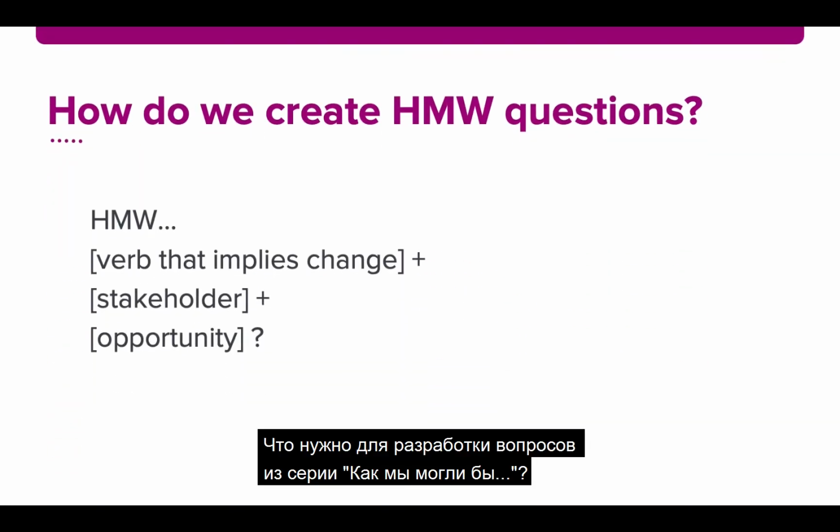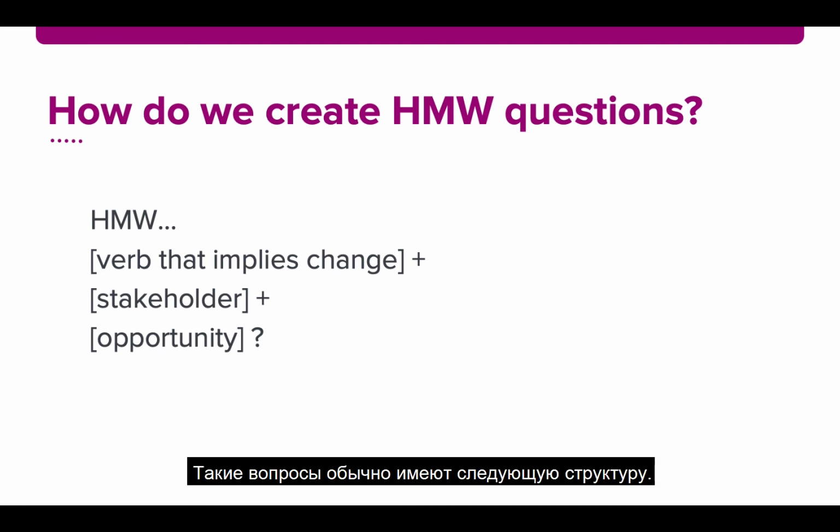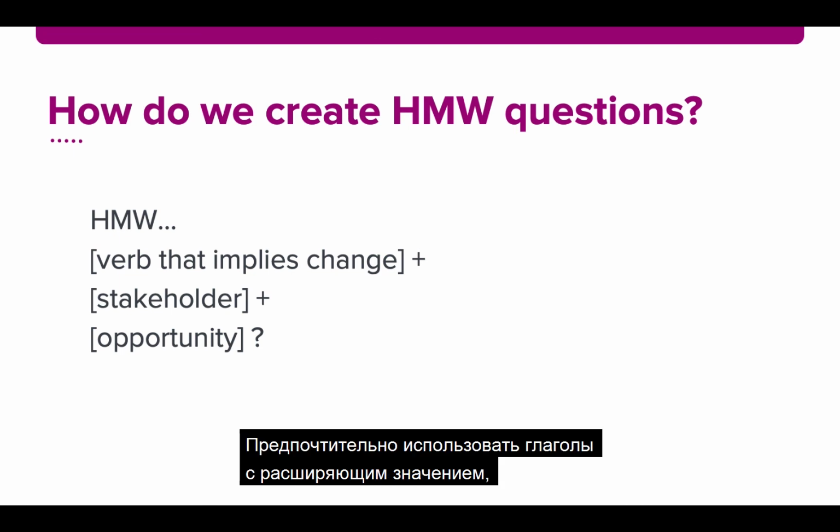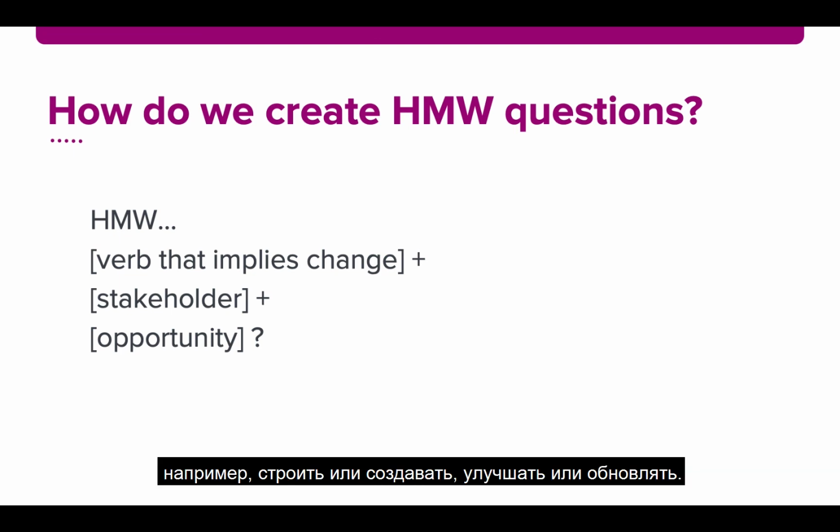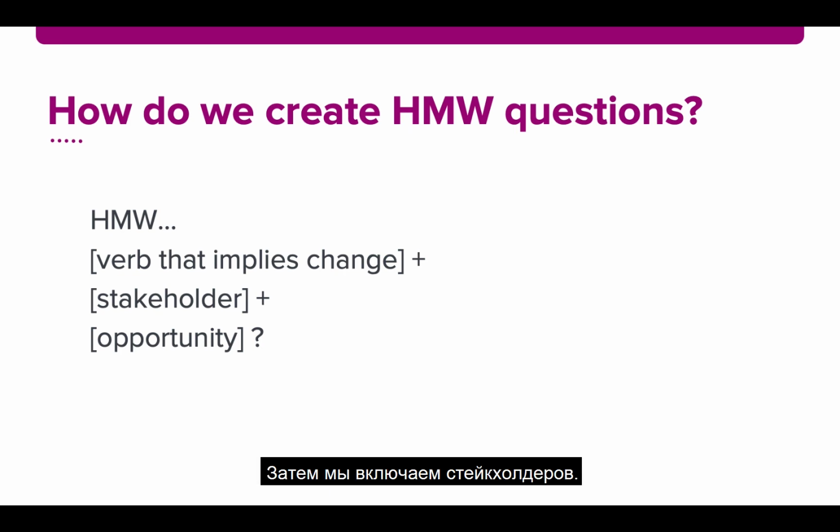So how do we create how might we questions? How might we questions usually follow a structure. We start with how might we, and then we add a verb that implies change. We prefer verbs that are expansive, like build or create or enhance or reimagine. And then we embed the stakeholders. Who are we designing for? Whose life do we want to impact? And then we add the opportunity.